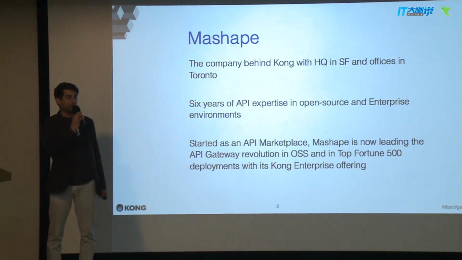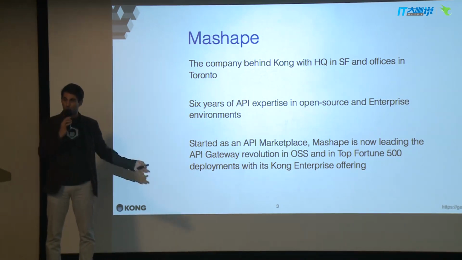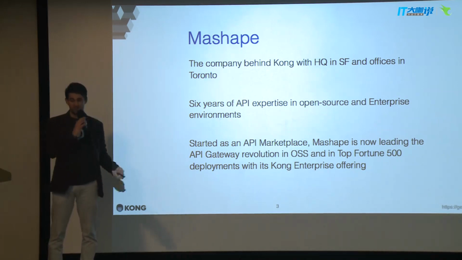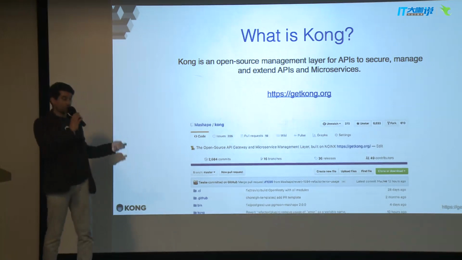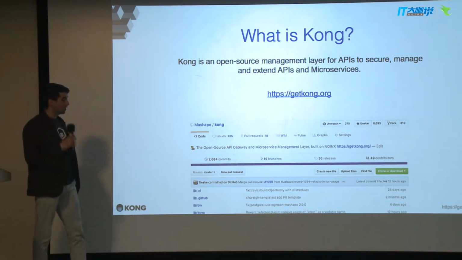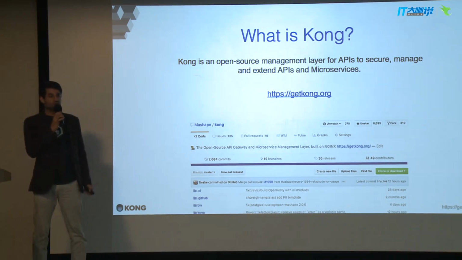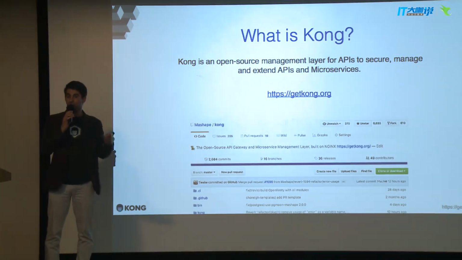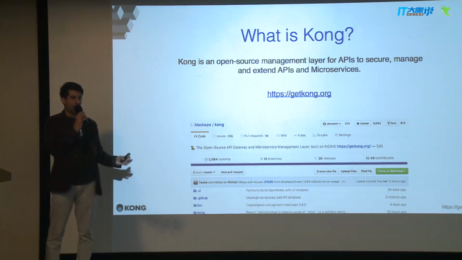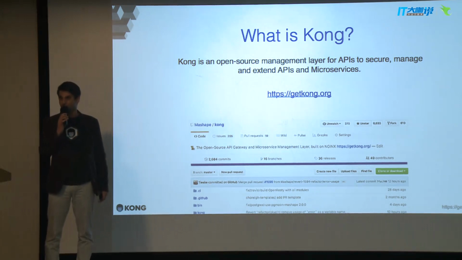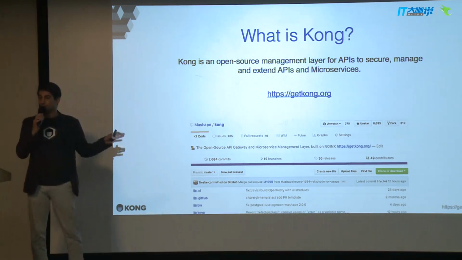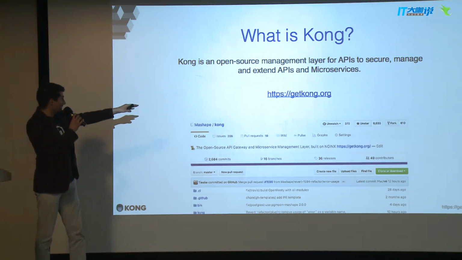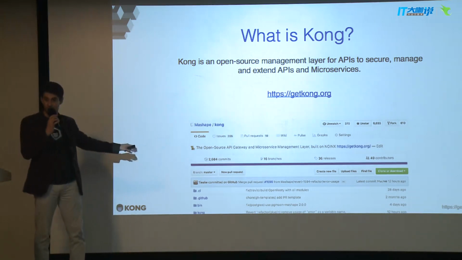In 2015, we decided to open source the core technology that was powering the marketplace. And that technology is Kong. In short, Kong is an open source API gateway for APIs and microservices. It's something that you put in front of your APIs, and then Kong handles additional features and middleware on top of those APIs. Kong itself is built on top of OpenResty, and it's available from the website and from GitHub.